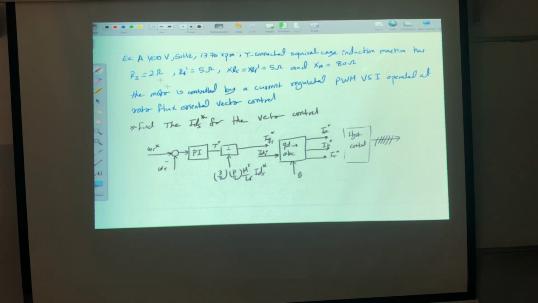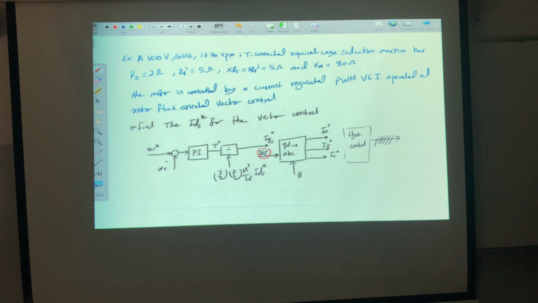So without knowledge of the IDS reference, I cannot proceed. Just now, remember, why not put the hysteresis control before the QD to ABC? In the synchronous rotating reference frame, all the alternating signals are seen as constant. Now, if the signal is seen as constant, there is no meaning for the hysteresis control actually.